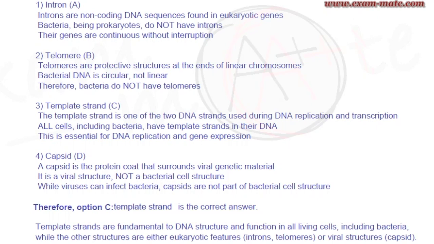3. Template strand, C. The template strand is one of the two DNA strands used during DNA replication and transcription. All cells, including bacteria, have template strands in their DNA. This is essential for DNA replication and gene expression. 4. Capsid, D. A capsid is the protein coat that surrounds viral genetic material. It is a viral structure, not a bacterial cell structure. While viruses can infect bacteria, capsids are not part of bacterial cell structure. Therefore, option C is the correct answer.